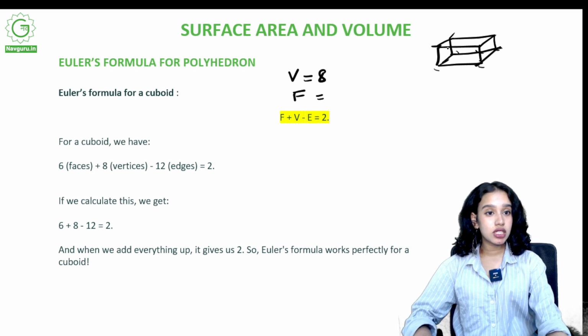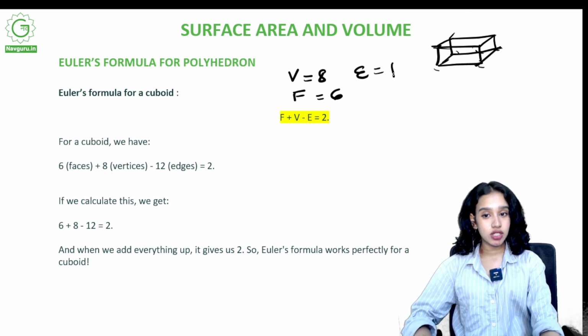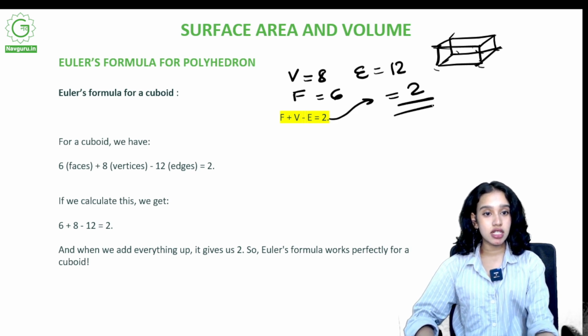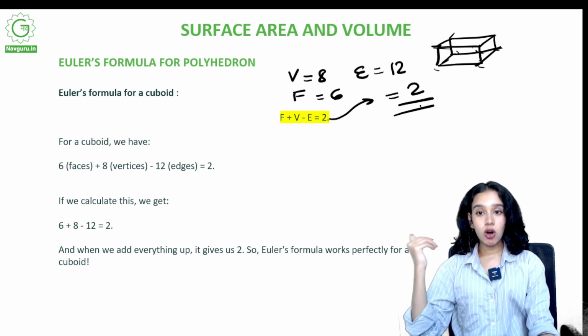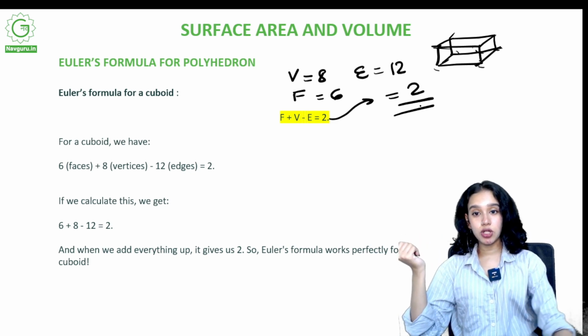We have 1, 2, 3, 4, 5, 6 faces. And how many edges does it have? Just like the square, we have 12 edges, right? Now, we do the calculation and by using this formula, we again get 2 as the answer. So, again, Euler's formula is actually valid for a cuboid.